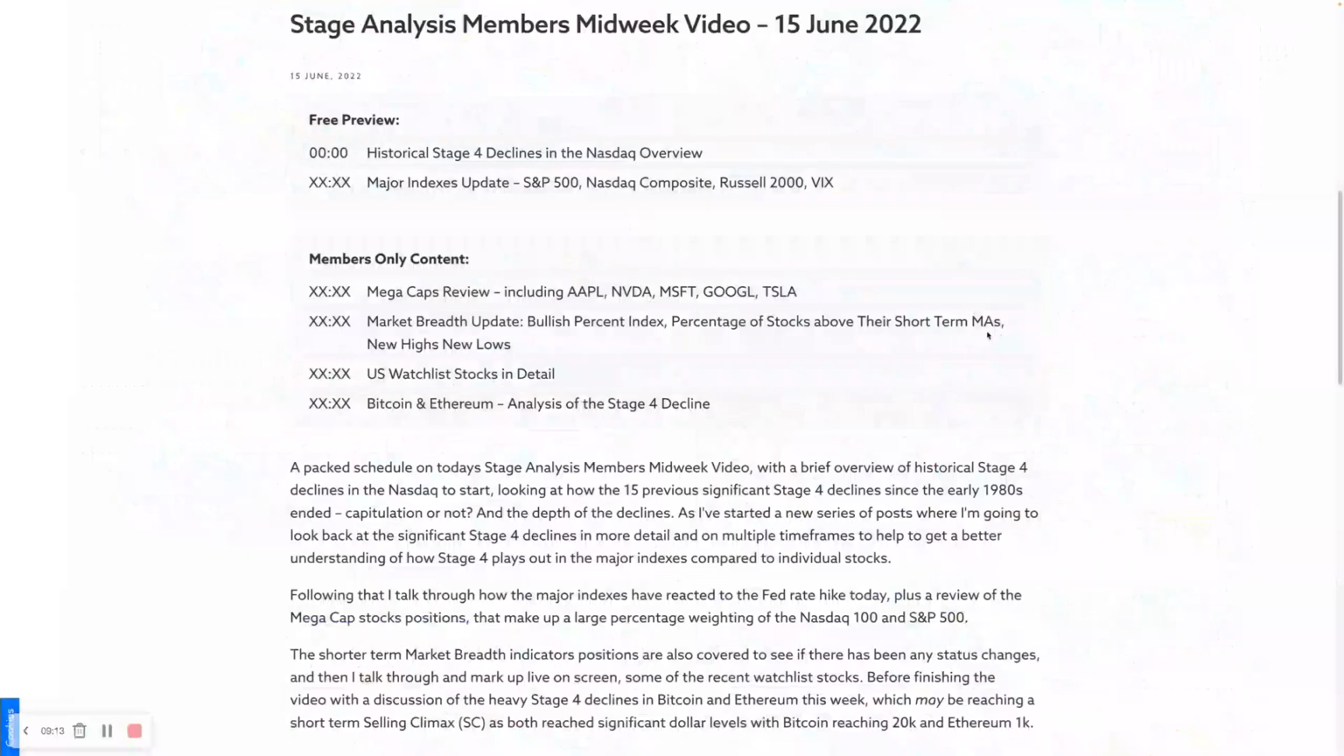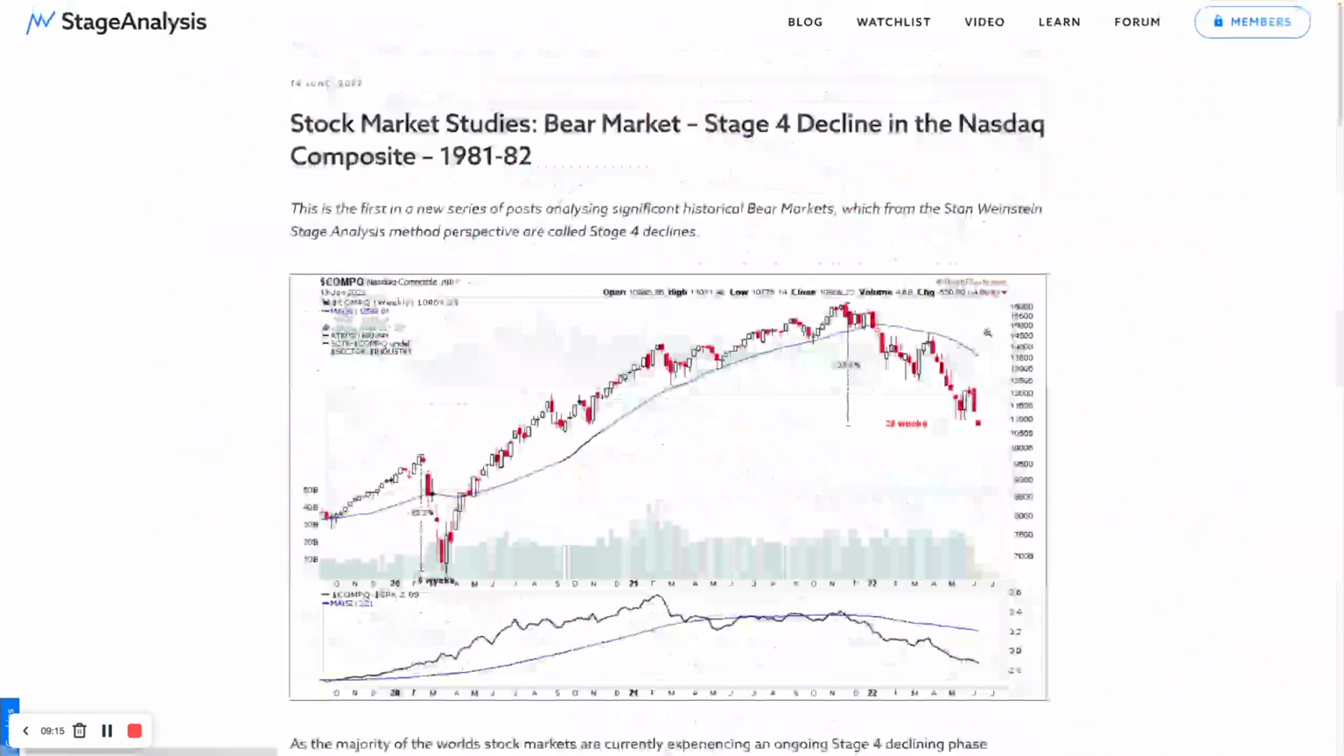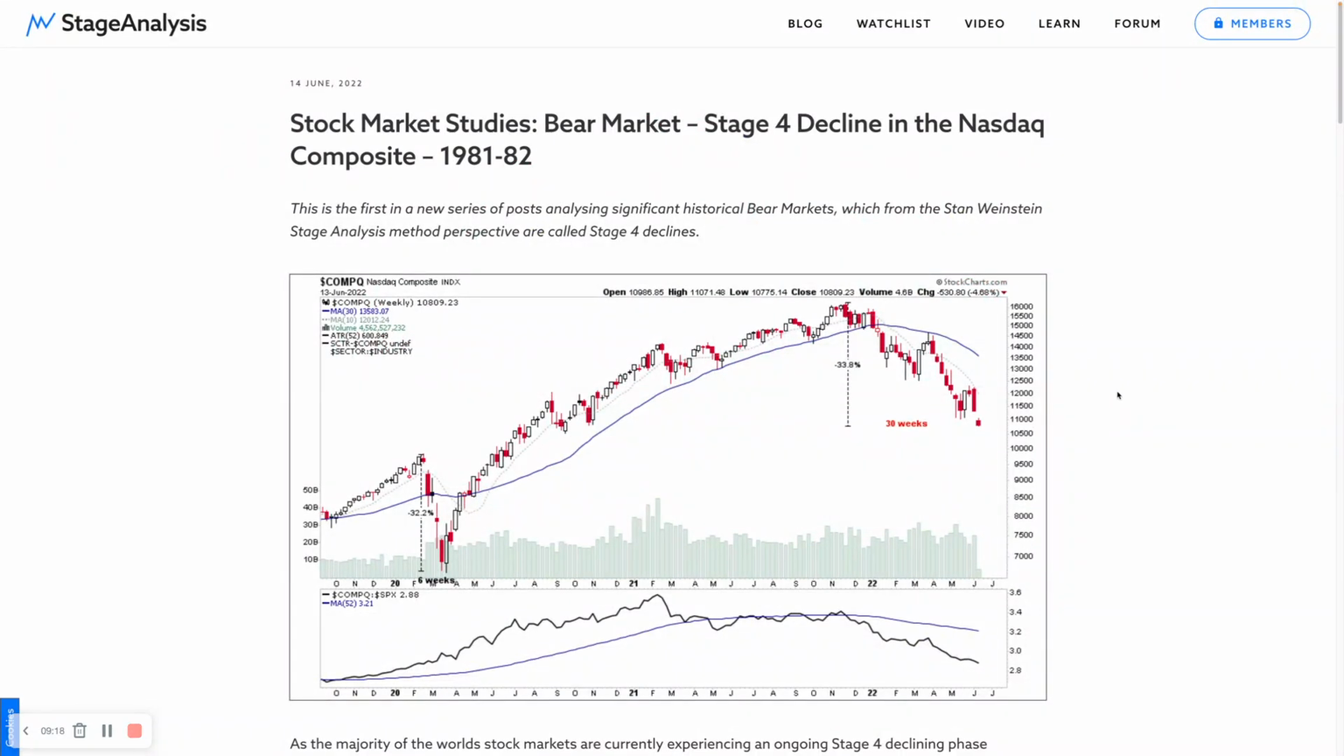Okay, so let's move on from that. As I said, you can find the post in the blog at the moment for this one. This is the first of the series, called Stock Market Studies, Bear Market Stage 4 Decline in the Nasdaq Composite 1981 to 1982. As I said, I'm going to do a bunch of these and do the same for the bull markets and various other studies as well over time. So I think it'll be a good little series and feature for the blog.